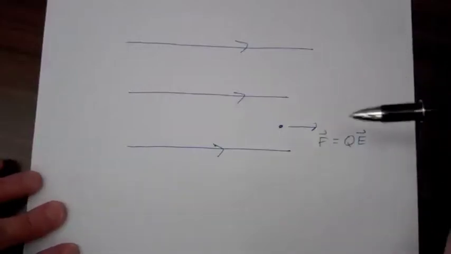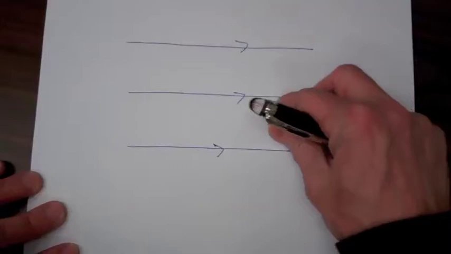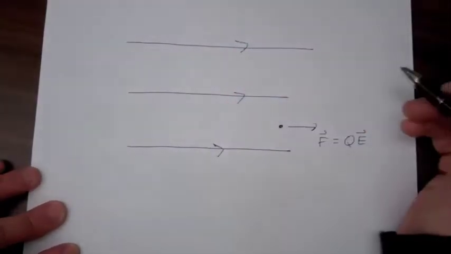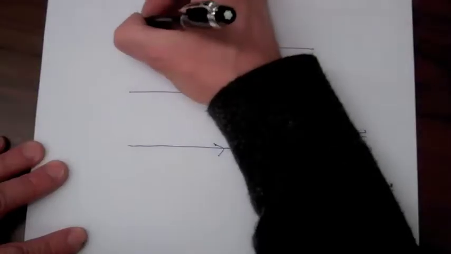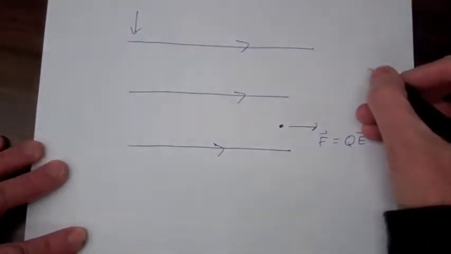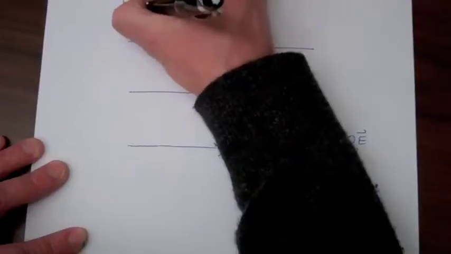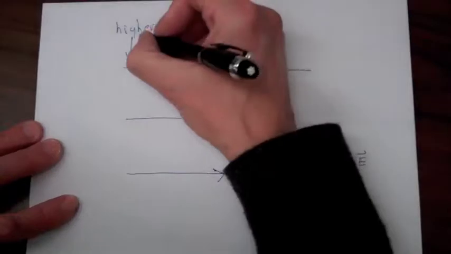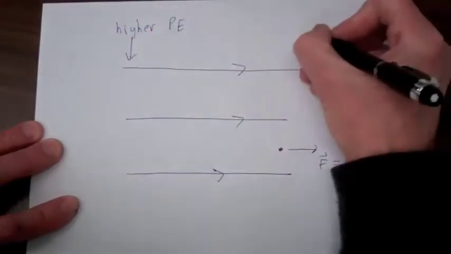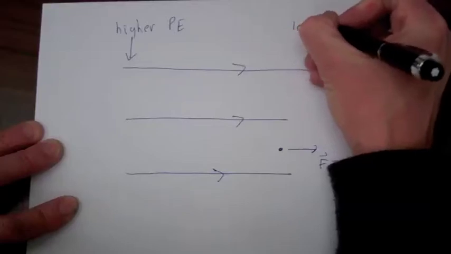So if you take the charge instead and move it to the left, you will have to do some work to move the charge to the left. So that would be like increasing its potential energy. So for this pictured electric field, the left-hand side would be a higher potential energy than the right-hand side.